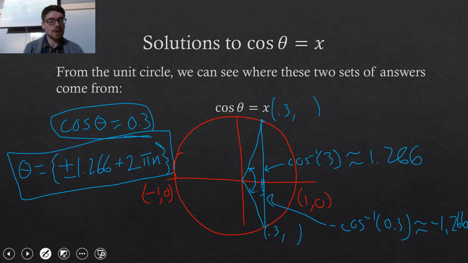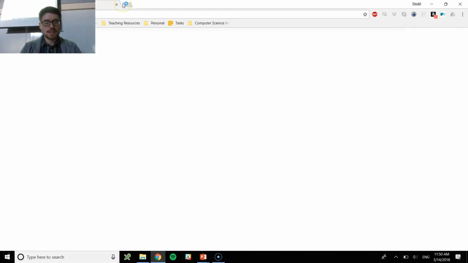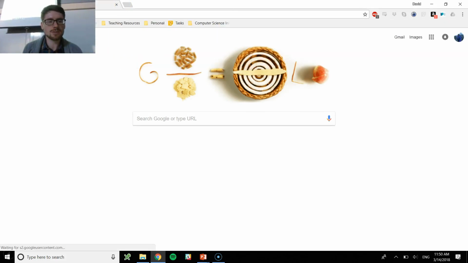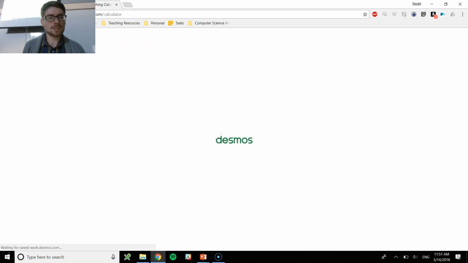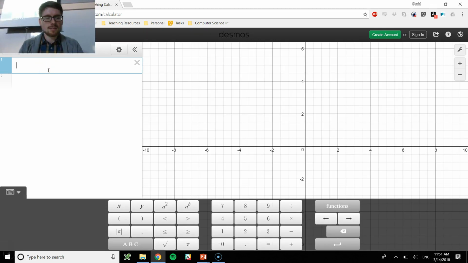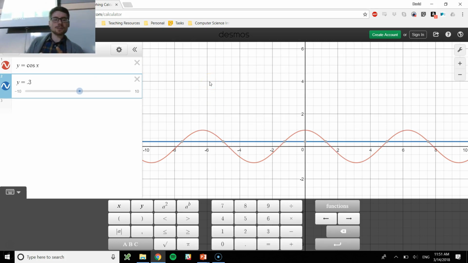All right, we're going to look at the graph and see these answers pop out from the graph, okay? So going back to Desmos, let's use Desmos this time instead of Google Calculator. We're going to graph cosine of x, and then a horizontal line at 0.3. So the equation y equals cosine of x, and then a horizontal line at 0.3. Every intersection point represents an angle where the cosine is equal to 0.3.